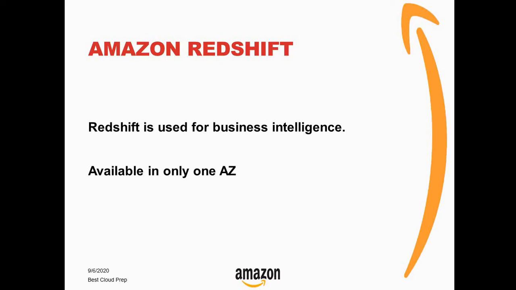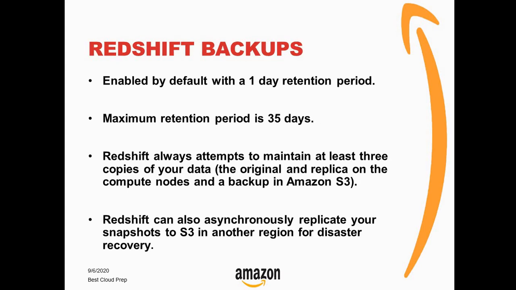When you are doing backups in Redshift, Redshift has backups enabled by default with a 1-day retention period, and the maximum retention period is 35 days. So Redshift will always attempt to maintain at least 3 copies of your data: the original and replica on the compute nodes, and a backup in Amazon S3. Also remember that Amazon Redshift can also asynchronously replicate your snapshots to S3 in another region for disaster recovery. So remember these points.